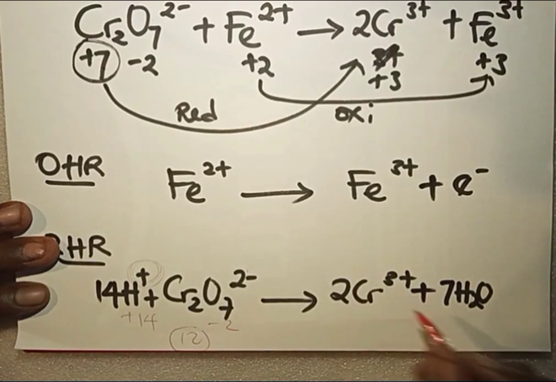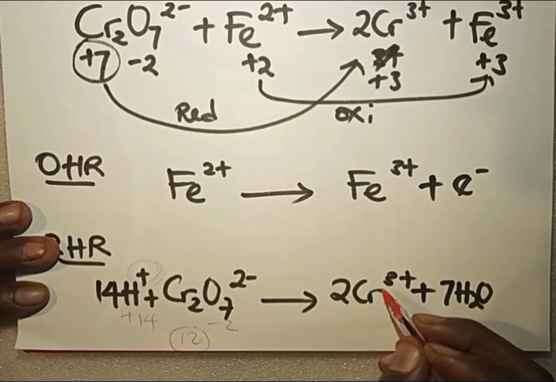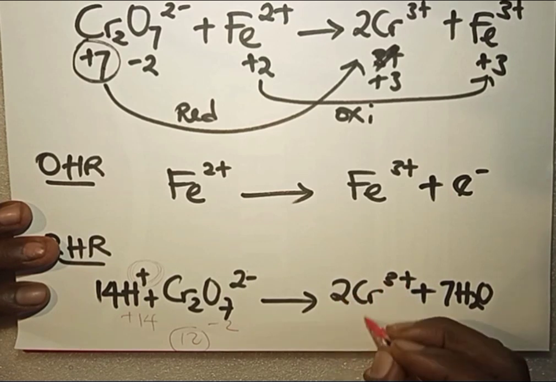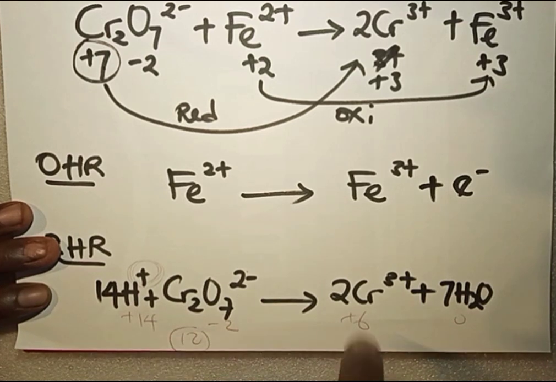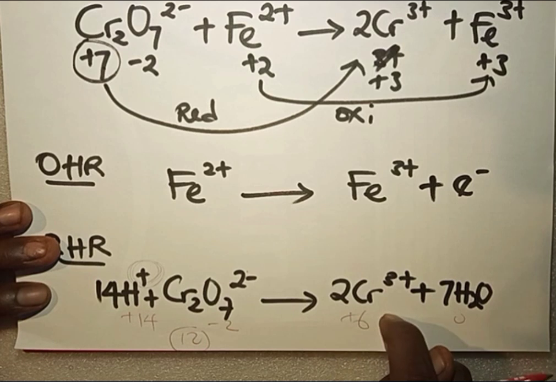This side we have 3. 3 times 2, it is positive 6. So we have 12, we have 6. We need to make this side to be 6 or to make this side to be 12 also.